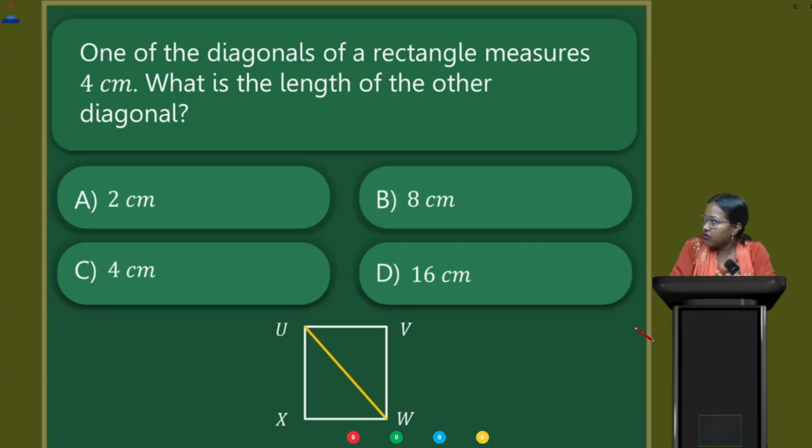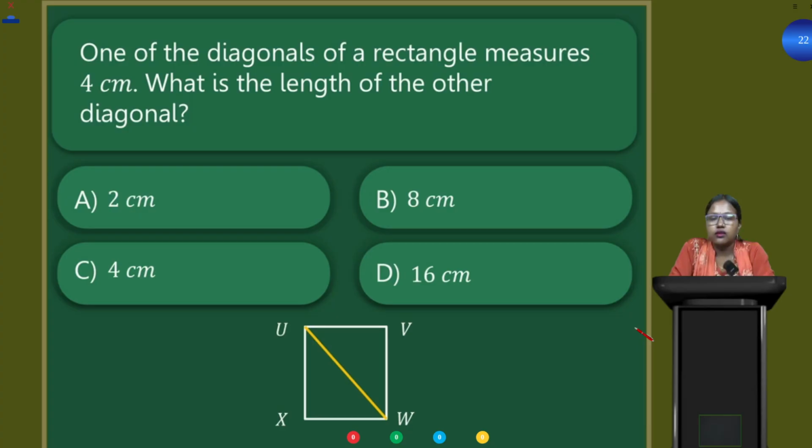So the question is, one of the diagonals of a rectangle measures 4 centimeter. What is the length of the other diagonal? It's a very simple question. I hope all of you are able to answer. The options are 2 centimeter, 8 centimeter, 4 centimeter and 16 centimeter. So I am giving you time. All of you try to answer this question. Very easy question.